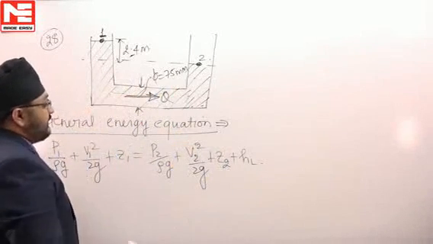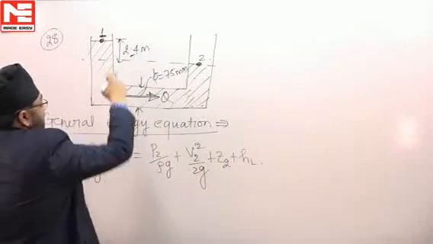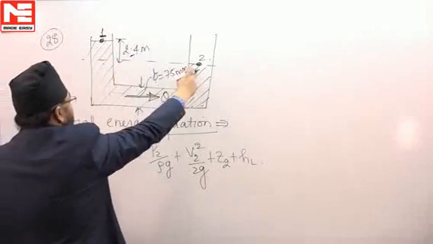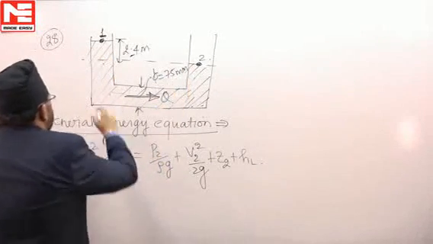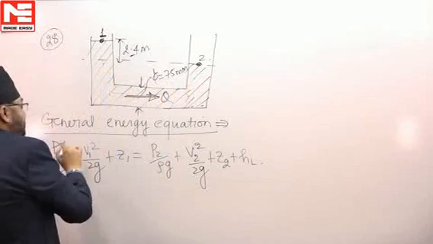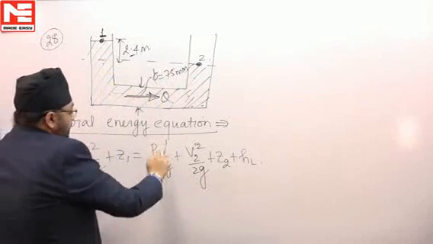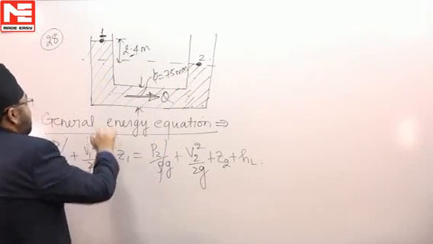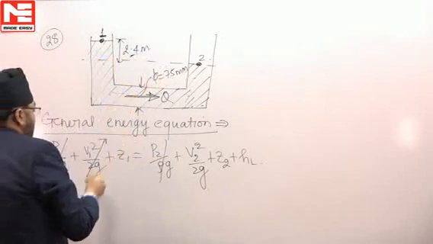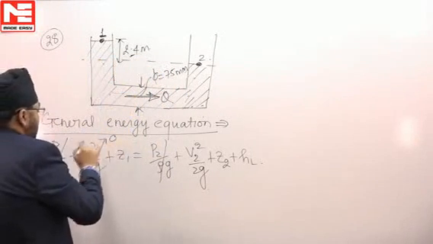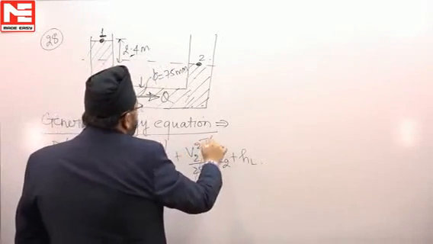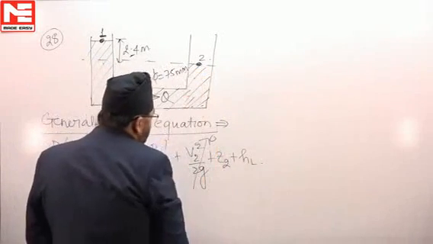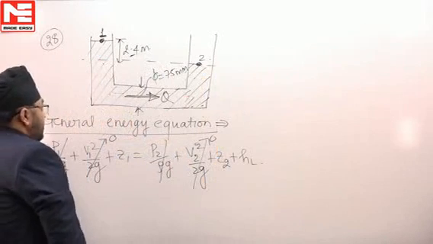So just apply the general energy equation between these two points, point 1 and point 2. Point 1 and point 2 are at the surface, so the pressure will be atmospheric pressure, so this pressure will cancel out. These two are reservoirs, so velocity here we can assume as constant 0. In this vessel we are also assuming velocity to be 0.